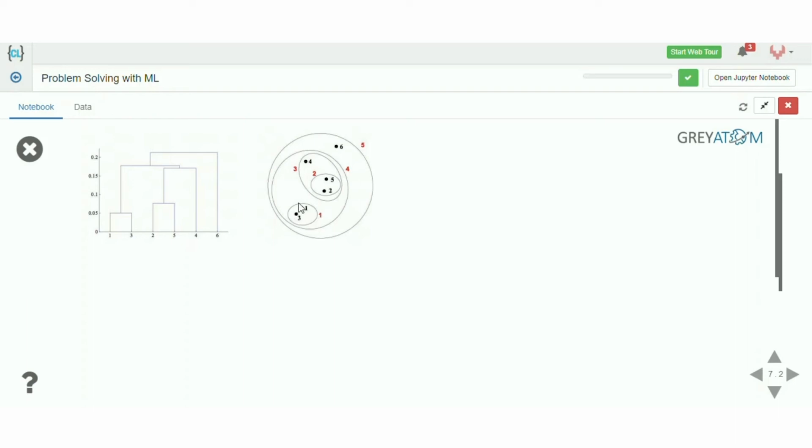Apart from that, point number 2 and point number 5 combine to form this cluster in red 2. So the red 2 cluster is basically points 5 and 2. That combines with point 4 to form the cluster which is red 3. Red 3 combines with red 1 to form cluster red 4. And red 4 and point 6 combine to form cluster red 5, right? So that's the idea of hierarchical clustering.